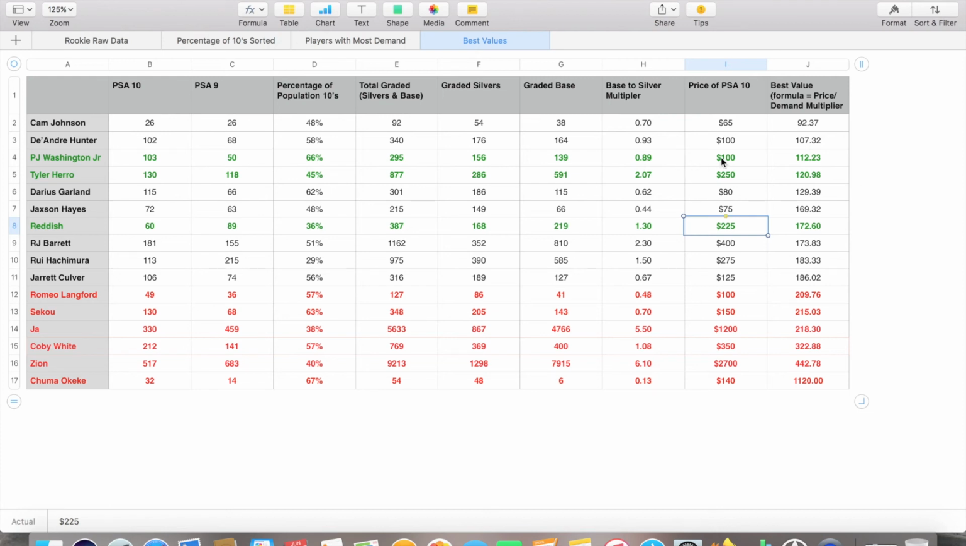The other prospect that I think represents a really good value is P.J. Washington Jr. Despite having a higher percentage of PSA 10s to the overall population, his card was a much easier grade.